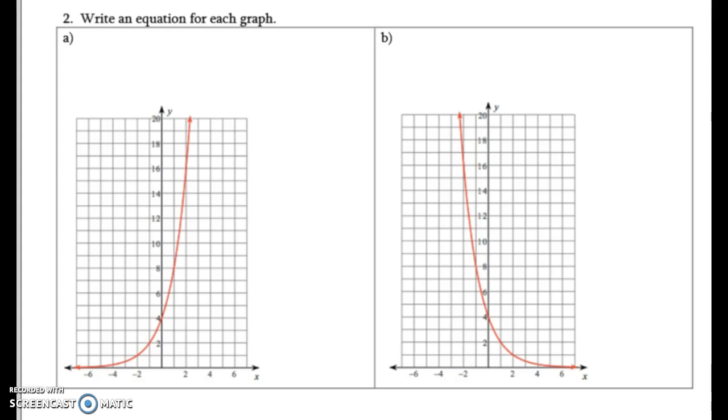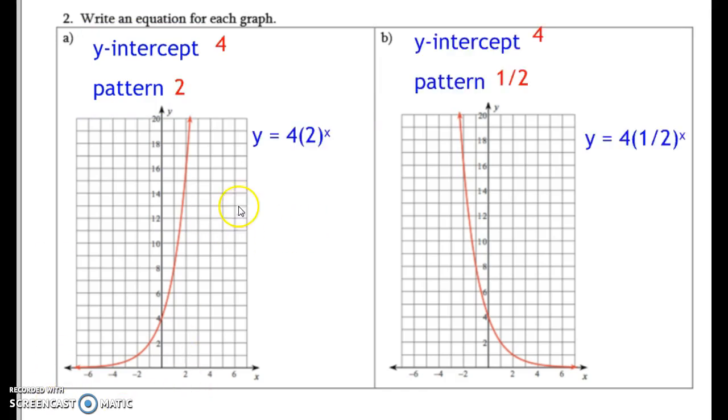Looking at that same lesson, which is lesson 2, example 2a and 2b from the problem set, it asks you to write an equation from each graph. All you need to do is identify 2 things. You need the y-intercept, and you need the pattern. Pause the video at this point and try to do these, and I'll give you the answers as soon as you unpause the video. Alright, the y-intercept here was 4.